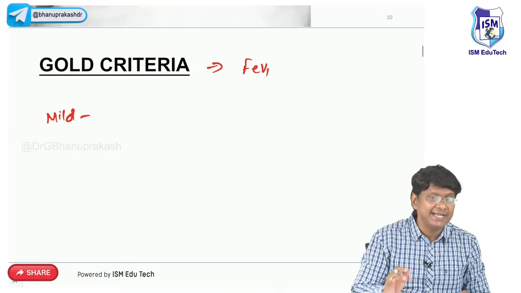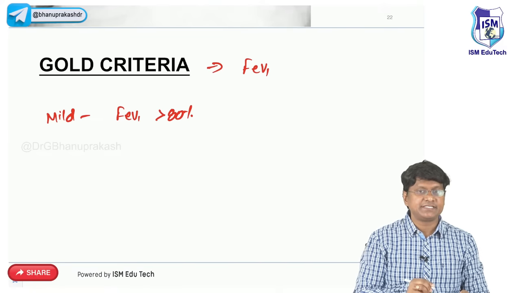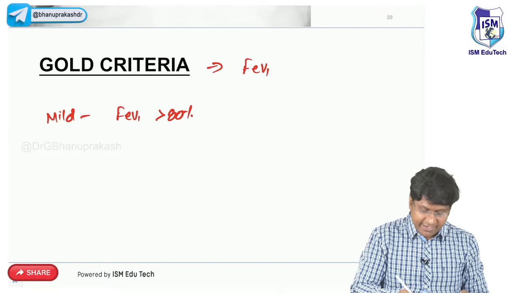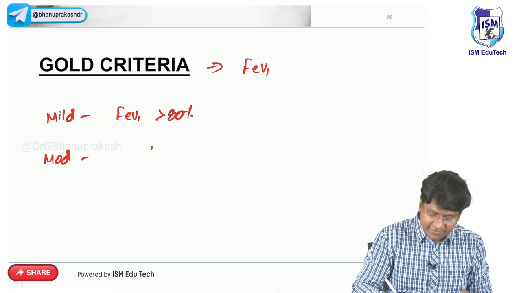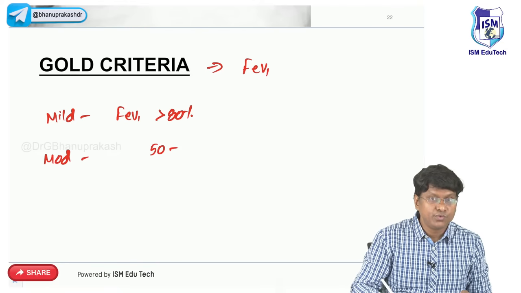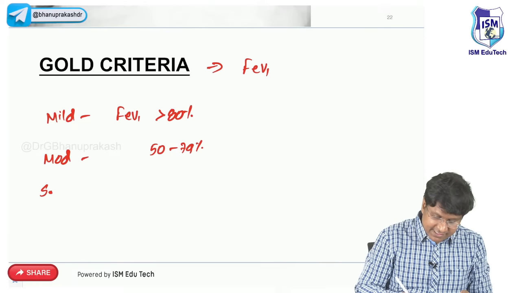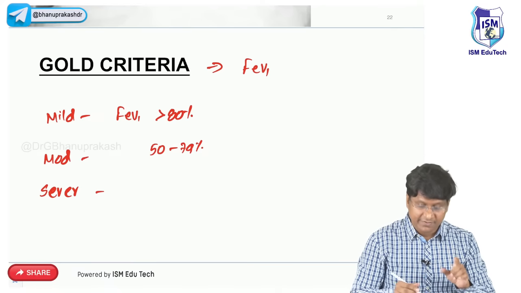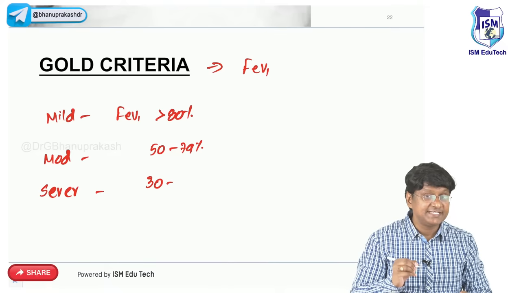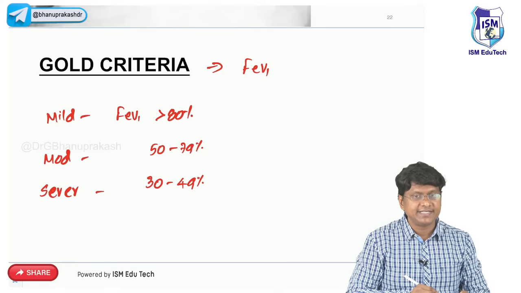You call it mild COPD when your FEV1 is more than 80% of the predicted value. And when do you call it moderate COPD? That is when your FEV1 is around 50 to 79% of the predicted value. And when will you call it severe COPD? When your FEV1 is around 30 to 49% of the predicted value, we call it severe COPD.